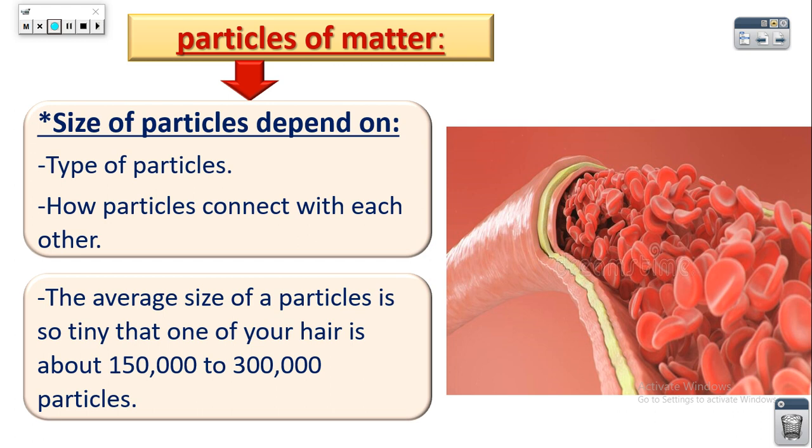Particles of matter: the size of particles depends on the type of particles. Particles of solids are different from particles of liquids and different from particles of gases. So the size of the particles depends on the type of particles and how the particles connect with each other. It depends on the space that ties or connects the particles with each other. So the size of particles depends on the type of particles, solid or liquid or gas, and how the particles connect with each other.